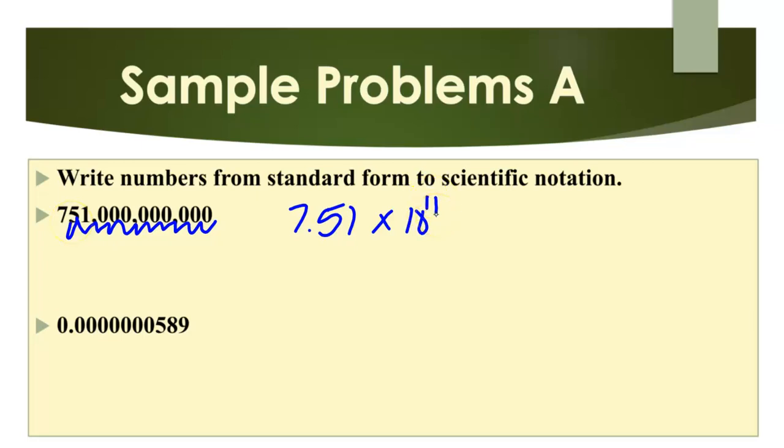And since my standard form is bigger than 1, my exponent on my base of 10 is going to be a positive exponent. This next one, my number is less than 1, so I know that this is going to have a negative exponent. So my decimal is going to be 5.89 times 10, and then I move the decimal point, so that'd be 1, 2, 3, 4, 5, 6, 7, 8. So that'd be negative 8 because I moved it to the right.